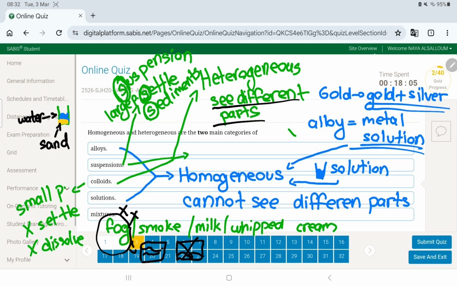Now here, smoke is really similar. If you woke up, for example, and you find in your room, let's say there was a fire somewhere, you would see smoke in the air, right? But is it dissolving in the air? No. Will you wake up one day and just see the smoke at the bottom? No, you won't. So does it settle? No. Does it dissolve? Also no.